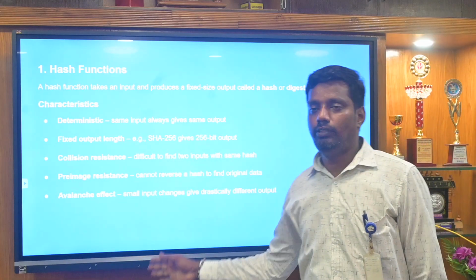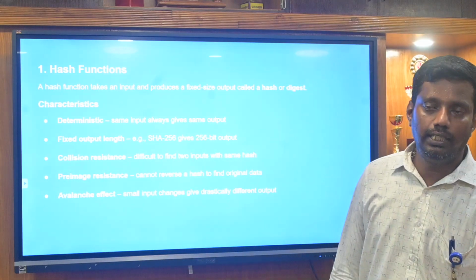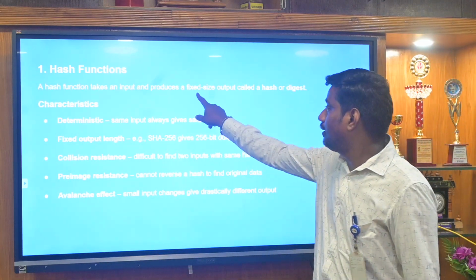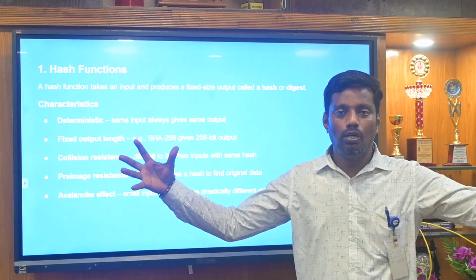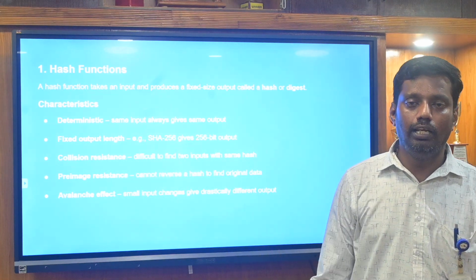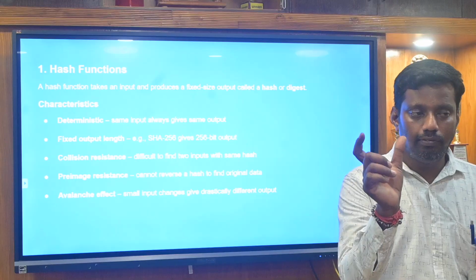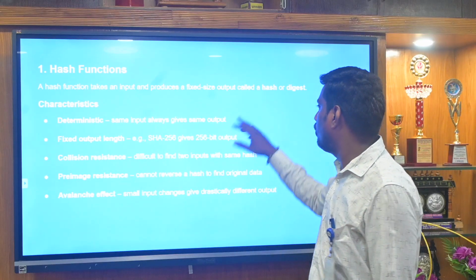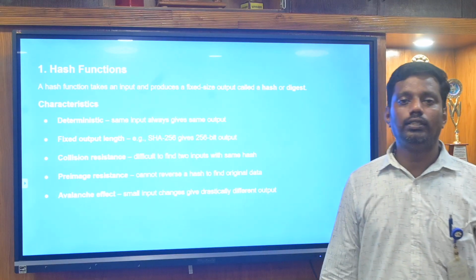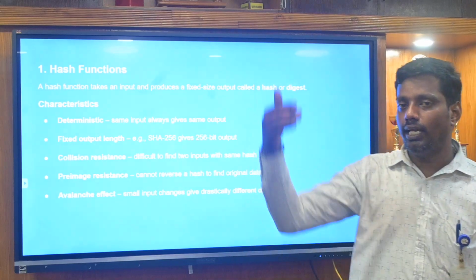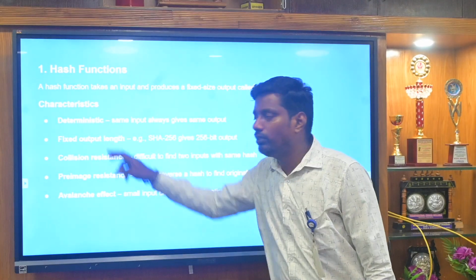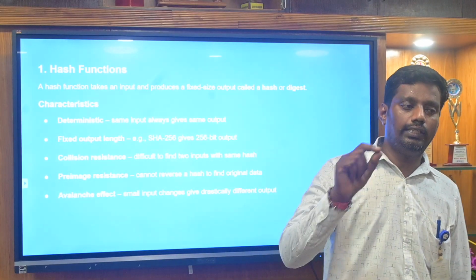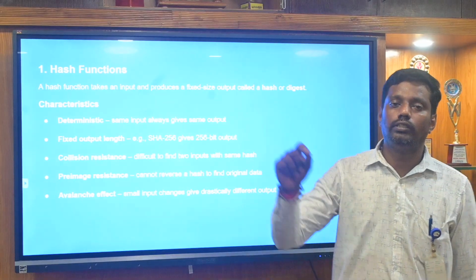When you talk about hash functions, we have a function that takes an input and produces a fixed-size output. Whatever the volume of data you provide as input, it produces only a fixed-size output. That is what we call a hash, or we can also call it a digest. Now, what are the characteristics? One is deterministic, which means the same input always gives the same output.